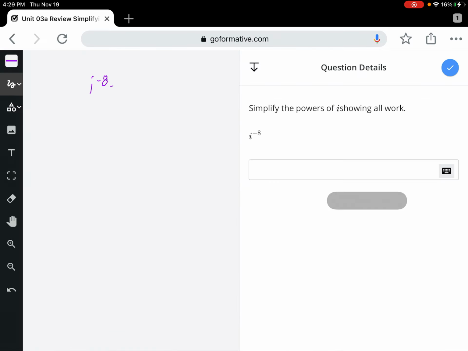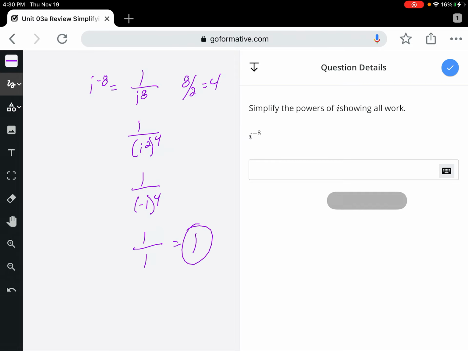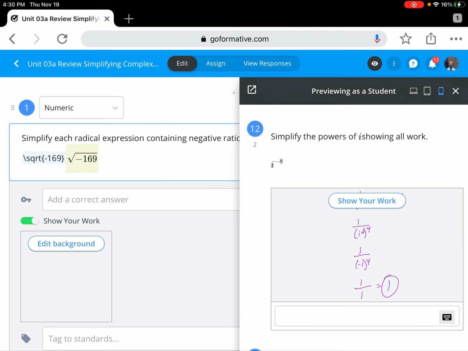This one's very similar, i to the negative 8th. You rewrite it, it's 1 over i to the 8th. Okay, which is going to be 1 over, well, 8 divided by 2 is 4, so that's going to be i squared to the 4th power, which is negative 1 to the 4th power, which is going to be 1, and so your answer is 1 for that one.